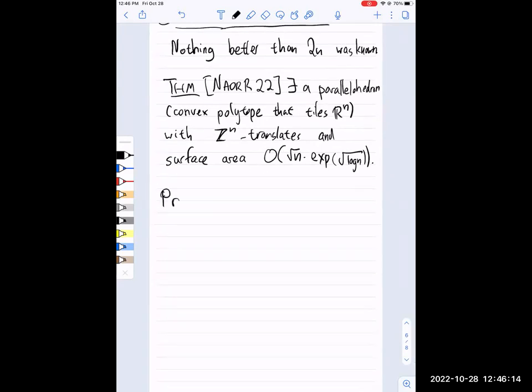Okay, so let me try to give you the proof idea. I will not show the whole thing, but I'll give you the main idea, and you see how to get a construction that goes below n.